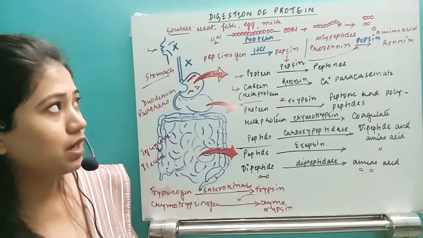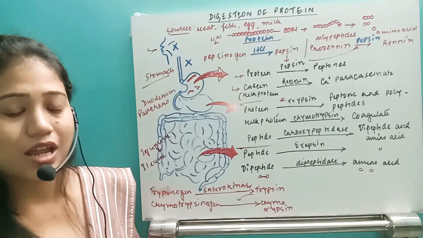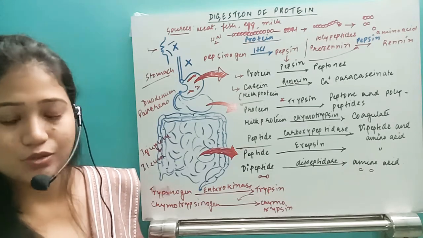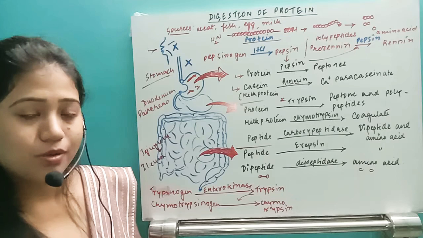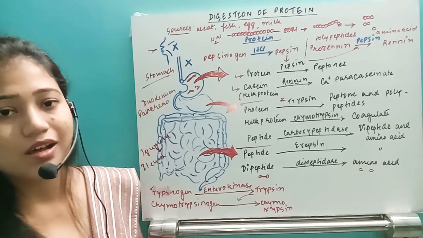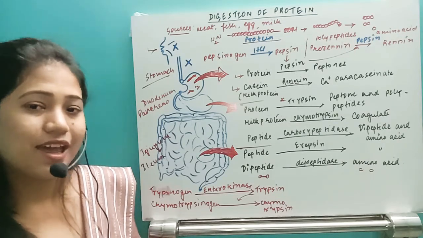So this way just make the notes on how the digestion of carbohydrate, protein, fats and nucleic acid occur. So that's all about the video. In the next video we will see the digestion of the fatty acids and nucleic acid.